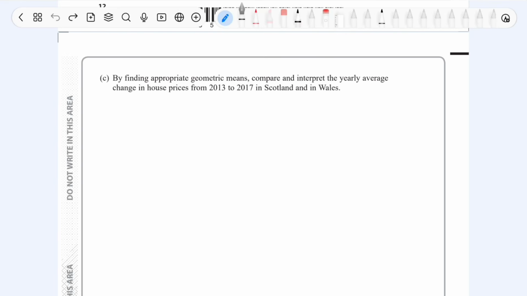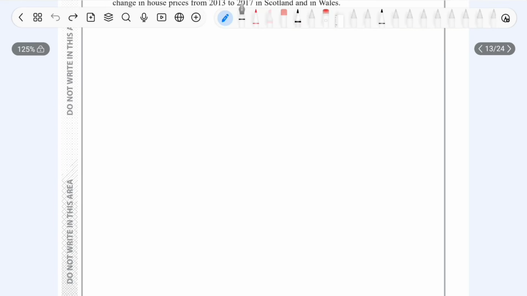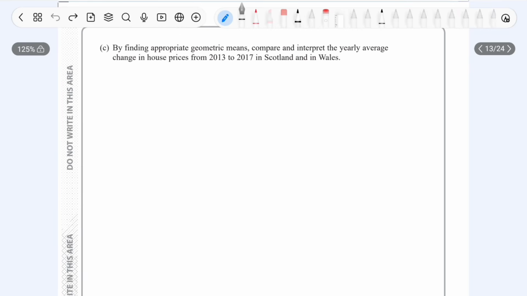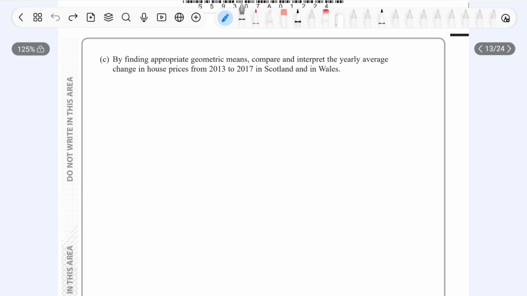Part C now, and we've come to our first proper large calculation question, and it's worth 5 marks. By finding appropriate geometric means, compare and interpret the yearly average change in house prices from 2013 to 2017 in Scotland and in Wales. I'm going to highlight the key information. Geometric means, compare and interpret the yearly average change in house prices between 2013 and 2017 in Scotland and in Wales. So the two sentences pack a punch and it has a lot of info that we need to digest. The first thing we need to look at is Scotland and Wales.